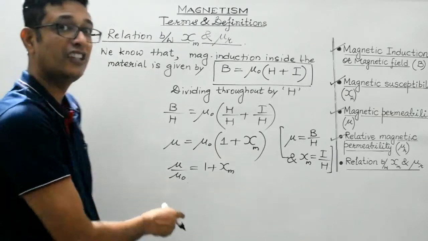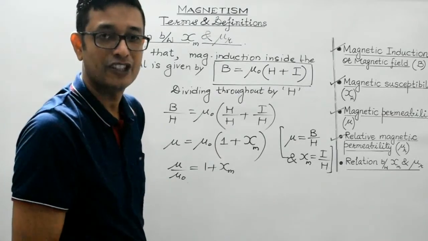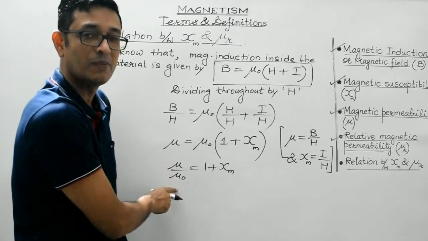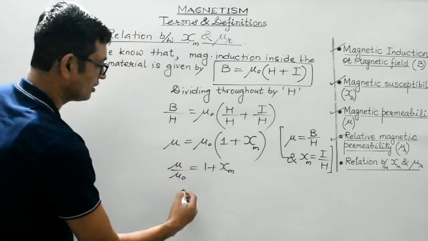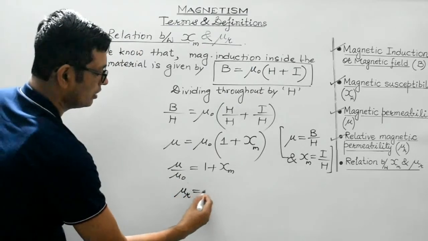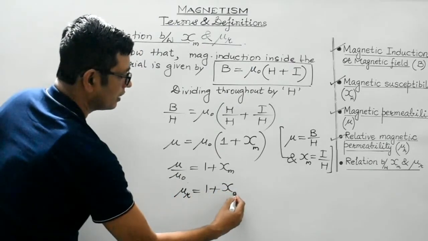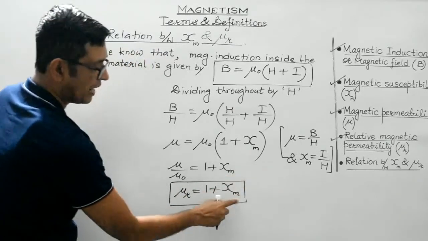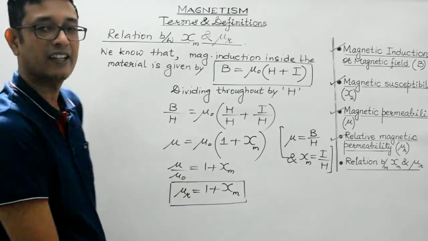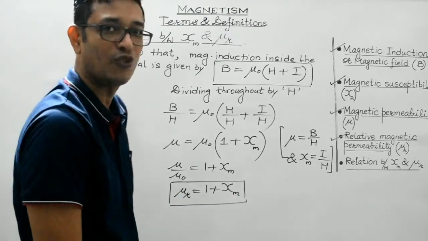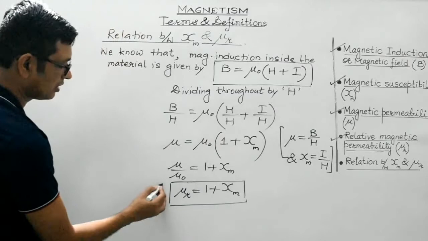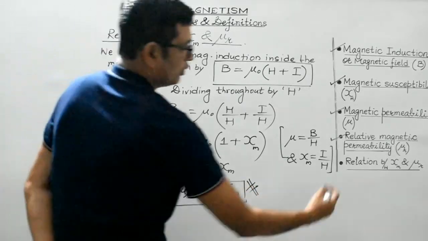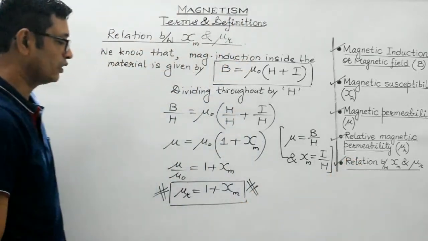And students, this is the relative magnetic permeability, which is the ratio of the magnetic permeability of the material of the substance to the magnetic permeability of free space. So this is mu r. It is 1 plus chi m. So please do remember this relationship between magnetic susceptibility and relative magnetic permeability. So mu r is equal to 1 plus chi m. So this is again a very, very important relationship. So we are over with this topic as well.